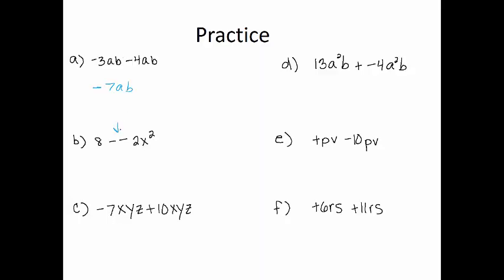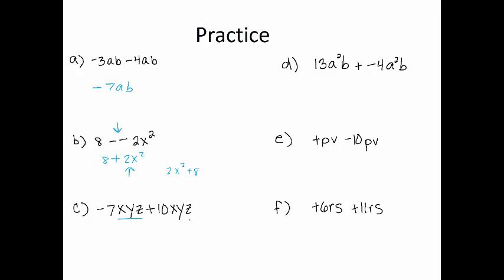Here we're going to do the neighbor sign rule first. So we have 8 plus 2x squared. But you know what? This is as far as we can go. We can't combine those anymore. And we haven't talked about this yet, but when you are writing a solution, you want to start with the highest power first. So the right way to write this would be 2x squared plus 8.